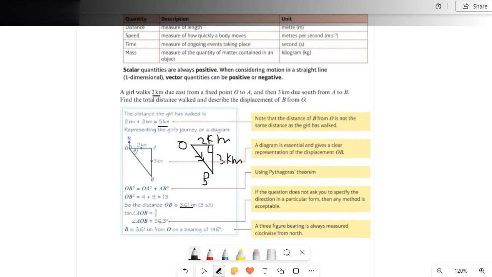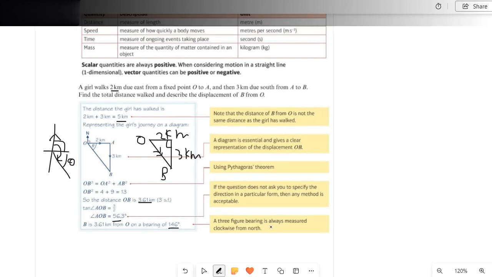And considering the angle or the bearing, we can say that using tan AOB, which is 3 by 2, using this as theta, we have 56.3. Now, to get the bearing from north, we have to say that this is our bearing. So to calculate the bearing, we have 90 plus theta. So we have 90 plus 56.3, which is 146 degrees. And a very important point to remember is that bearing is always measured clockwise from north.